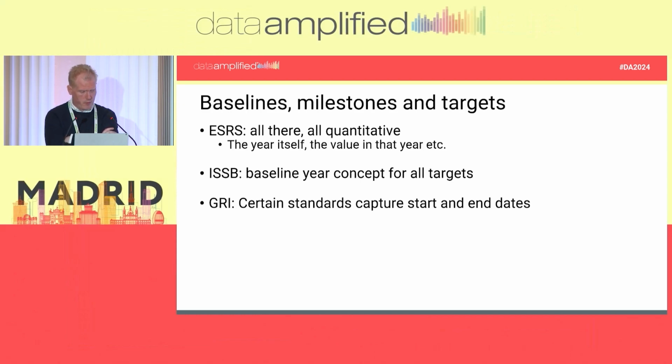ESRS, they are all there, all quantitative, the year itself, the value in that year. ISSB does have, like the target, it doesn't really do milestones. It has a baseline year concept for all targets. GRI has certain standards within it, capture start and end dates. So I guess the thing to take away is they're there and captured to different levels in all of them. That means data doesn't necessarily always flow between them, but they're all trying to capture the same thing, but again, it's not a taxonomy thing, it's what the standard is capturing.